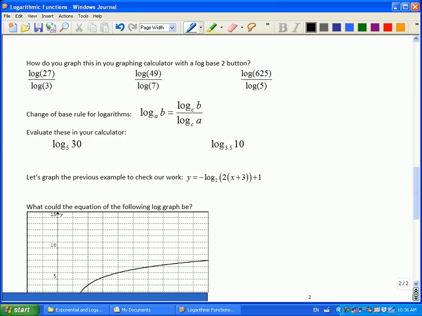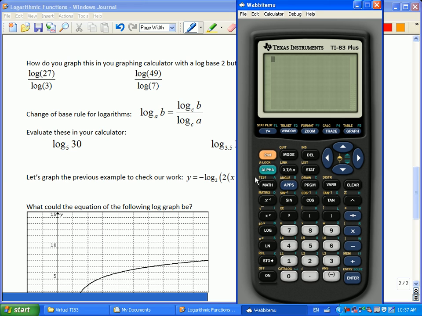So here's a problem for you then to think about. The thing is, how do you graph different logs in your calculator if you only have 2 log buttons? Last day I told you about the natural log and the common log. Those are the only 2 buttons on your calculator, unless you have one of those fancy new ones that you can change all the bases. If you're not lucky like that to have a fancy calculator, I want to show you how to do this. So grab your TI-83s. Okay, I'm going to walk you through this process here.